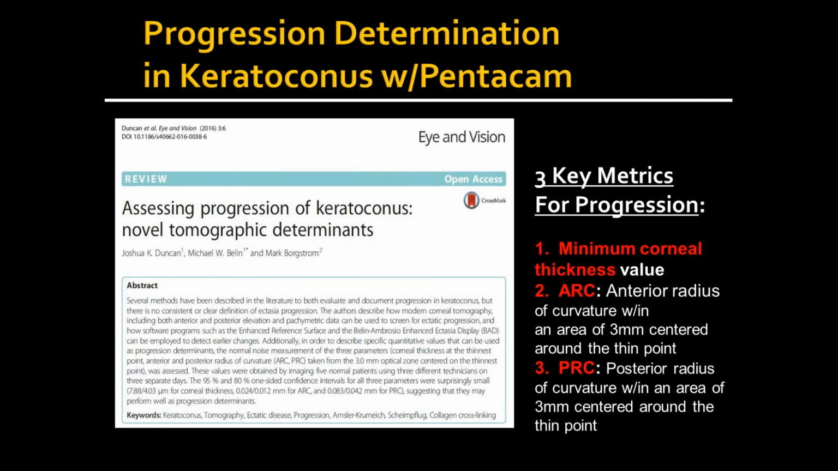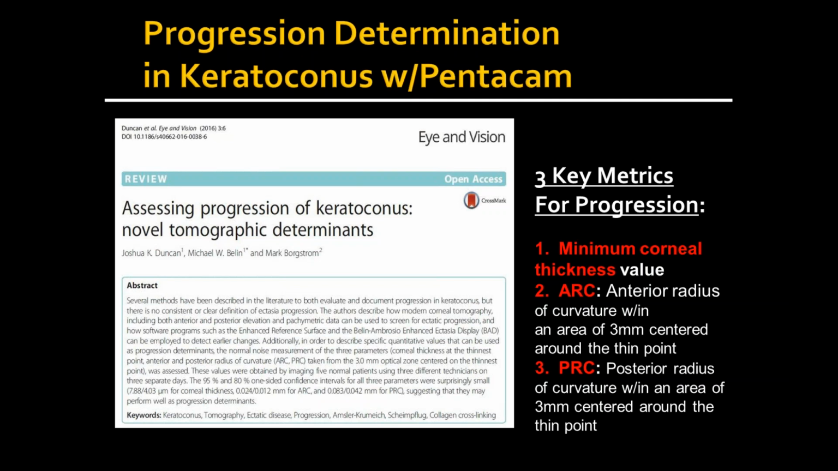Second is a measurement we call the ARC, or anterior radius of curvature. And this is a radius of curvature on the front of the cornea that is exclusively measured within an area 3 millimeters centered around the thin point. It's not the overall anterior radius of curvature, but it's just that localized little radius of curvature within that 3 millimeter zone.